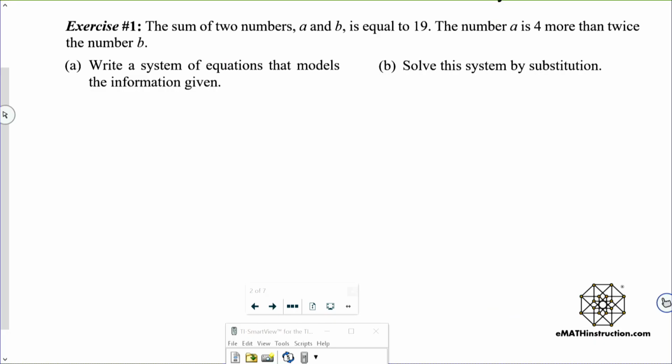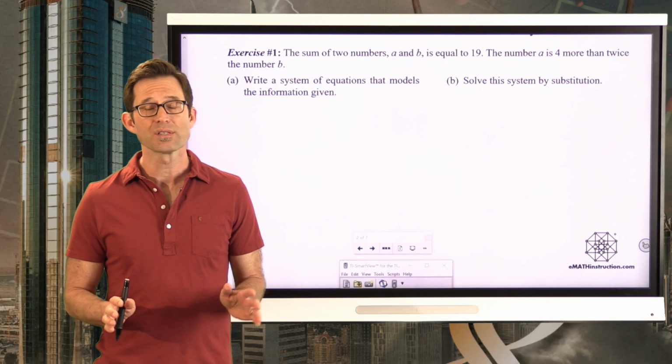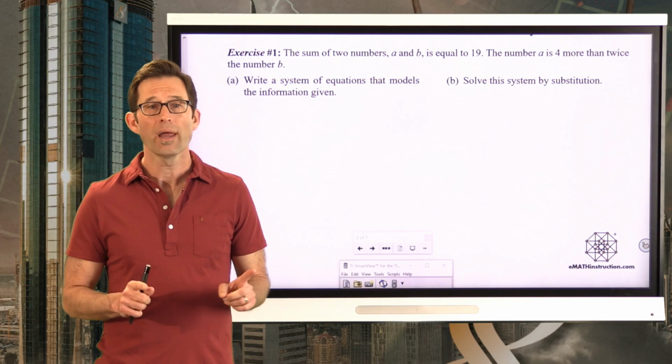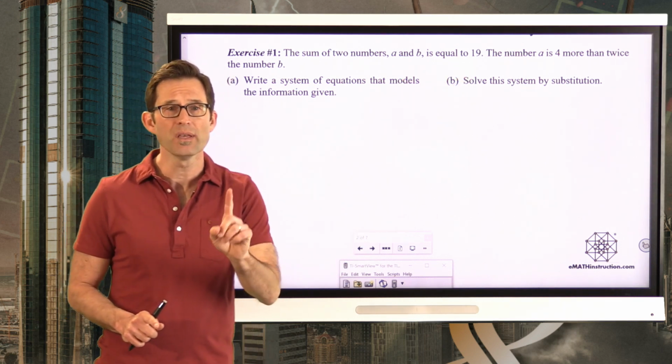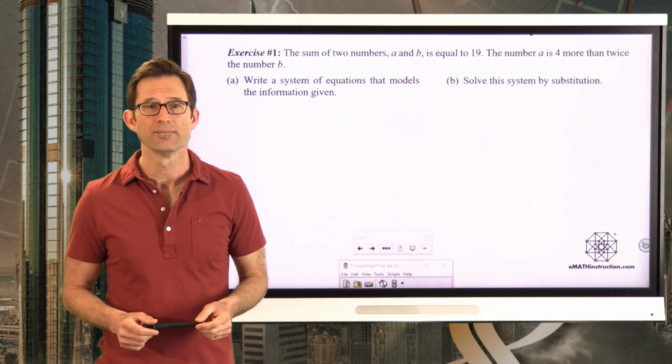Exercise number 1. The sum of two numbers, a and b, is equal to 19. The number a is 4 more than twice the number b. Letter A asks us to write a system of equations that models the information given, and then in B we'll solve this system by substitution. All right, well, I'd like you to pause the video now and try to actually just create the system that models the two pieces of information they've given us.